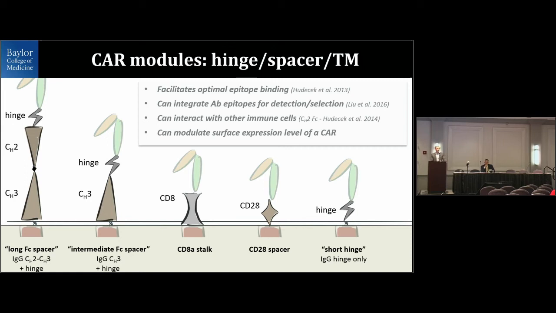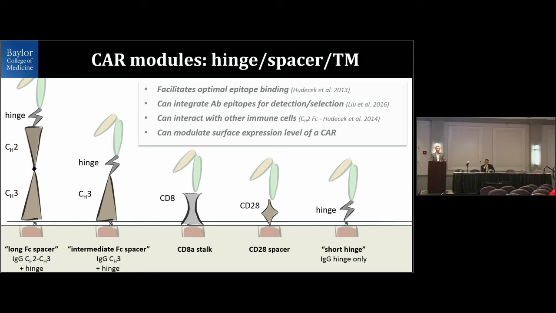One can also integrate epitopes for antibodies to facilitate either detection in vivo or selection in vitro of the CAR T cells. There were reports that a long FC spacer can interact with other immune cells by means of the CH2 domain. It binds to the FC receptor and is actually detrimental to CAR T cell function, and once you remove it in the intermediate spacer, which is second from the left, this activity is eliminated.